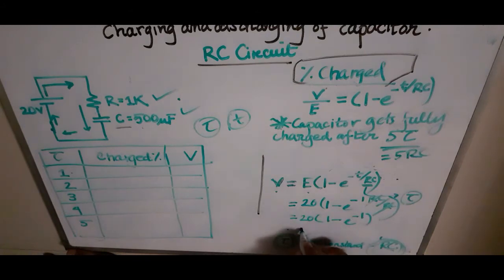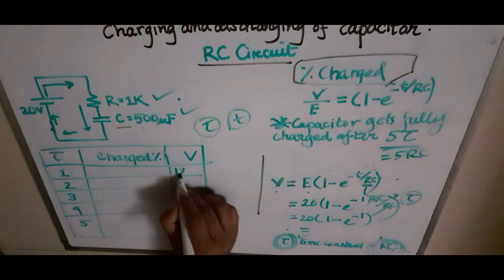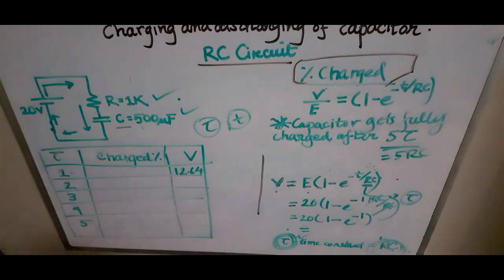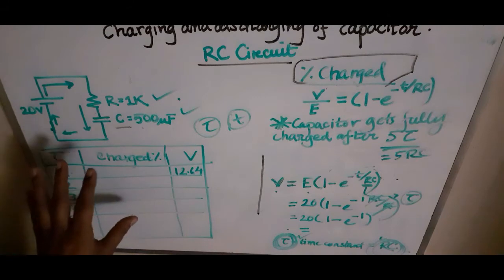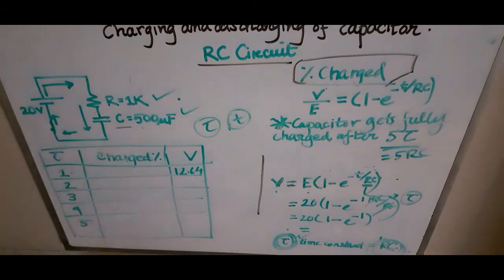So that actually gives us a value of what? Can you tell? What should be the value of this one? It actually gives us a value of 12.64. So after one time constant, the voltage that appears across the capacitor is 12.64 volts.